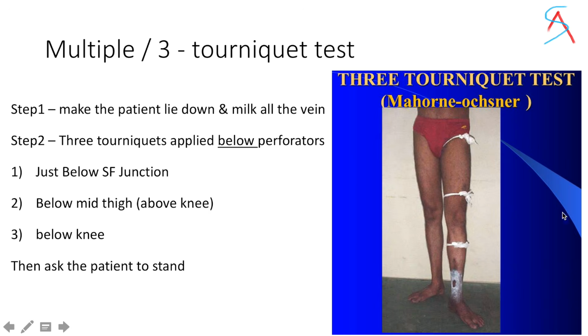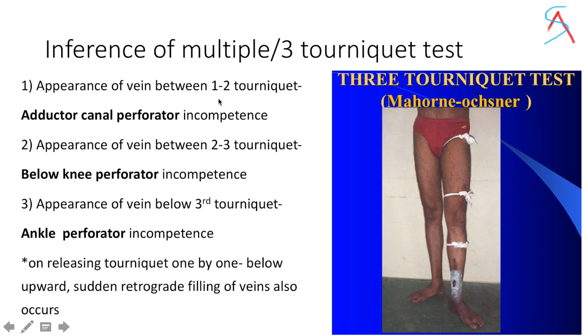Then we tell the patient to stand. This 3 tourniquet test is also known as the Mahorner-Ochsner test. So what we have to do is, as soon as the patient stands up, if there is appearance of dilation of vein between tourniquet 1 and 2, it means the adductor canal perforator is incompetent.